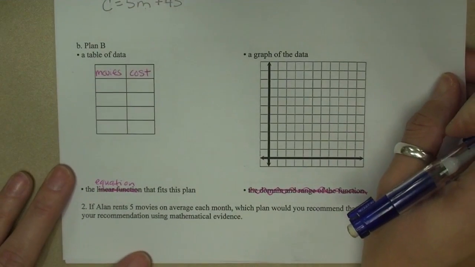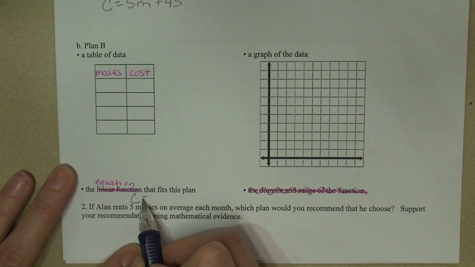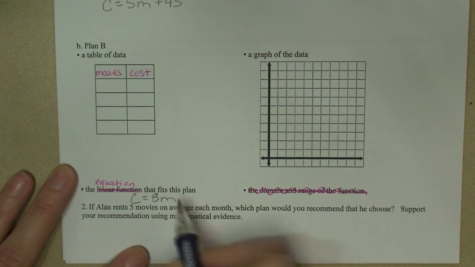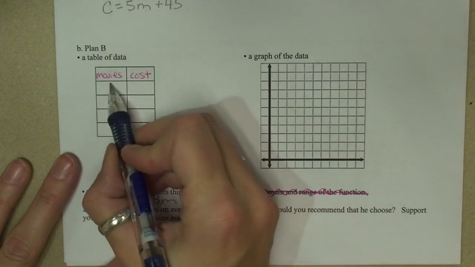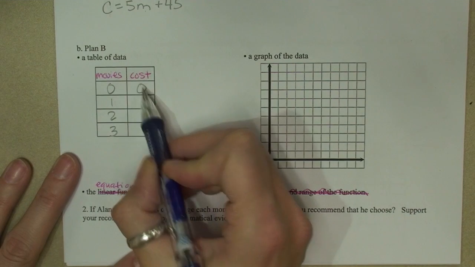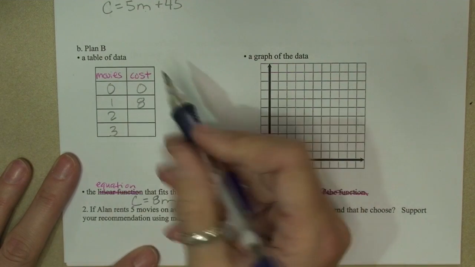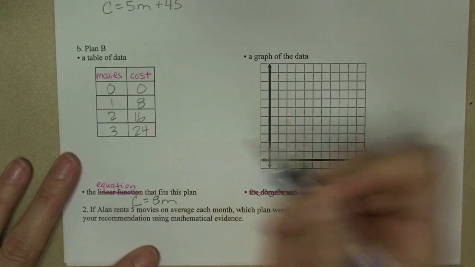Plan B says that's just $8 a movie. So I'm going to go ahead and write that equation. The cost equals $8 per movie. Per means multiply, right? Movies, 0, 1, 2, 3. Let's see what happens. If I have 0 movies, I pay $0. Yay. 1 movie is 8. 2 movies would be 16, and 3 movies would be 24.